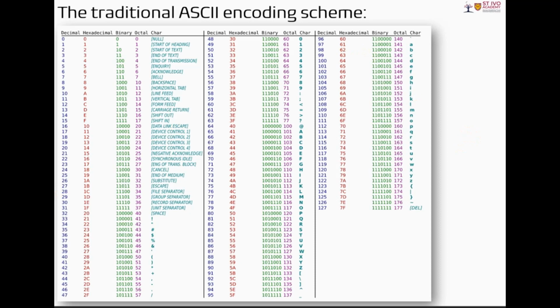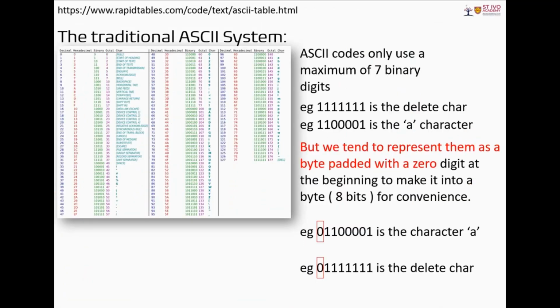So let me put up another slide to tell you what's going on with this strange announcement by OCR of what they're going to do in your exams. Okay, so ASCII codes only use a maximum of 7 binary digits. You know this, guys, already. Here's 7 ones, which represents the delete control character. Here's 1 1 followed by 4 zeros and a 1. That's used to represent the lowercase alpha character.